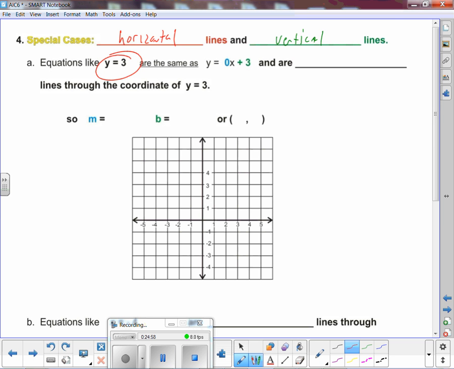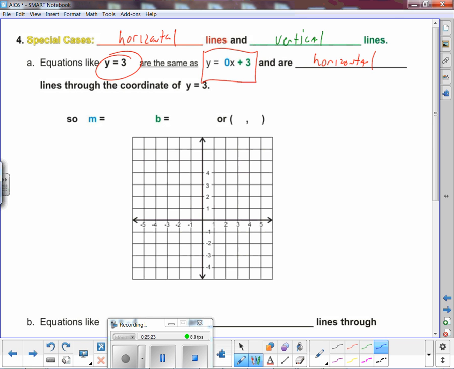If I put it in y equals mx plus b, there is no x, right? It must have been 0x. 0 times x is 0, and it's gone. All right? And these are horizontal lines. Whenever it's y equals, it's a horizontal line.